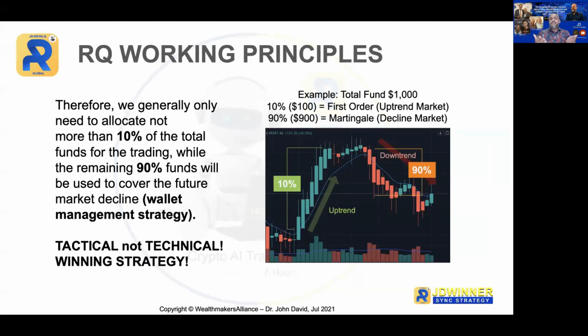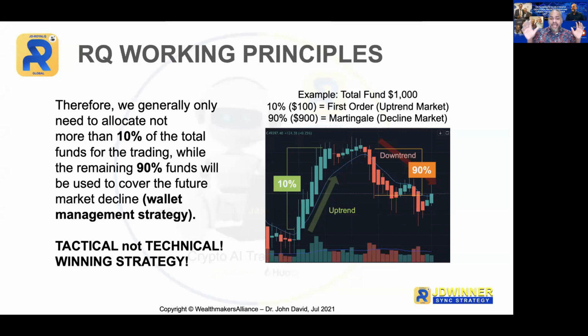Now, therefore, you can see that generally we only need to allocate not more than 10%. These are very important risk management principles if you are trading. A professional trader will never risk much of his capital. Normally, a professional trader only uses about 3 to 5%. But if you are doing the Martingale strategy or quantitative, 10% and below is good enough. So what happens now is that you only use 10%.